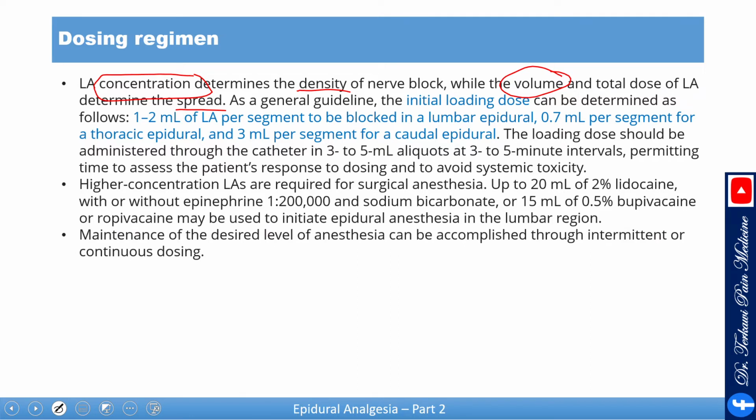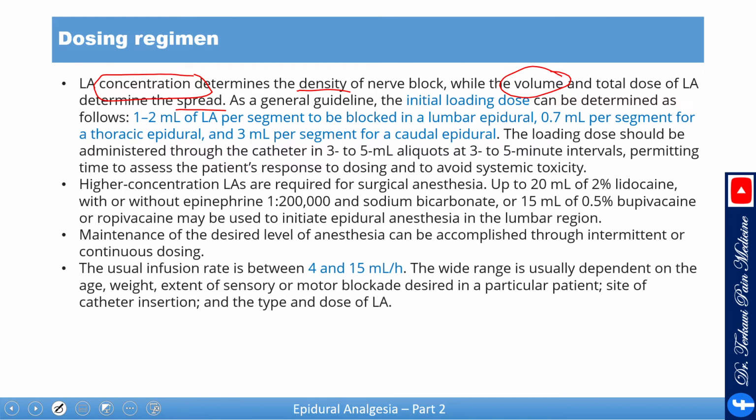Maintenance of desired level of epidural can be accomplished through intermittent or continuous dosing. The usual infusion rate is between 4 to 15 ml per hour. The wide range is usually dependent on the age, weight, extent of sensory or motor blockade desired in a particular patient, site of catheter insertion, and the type and dose of local anesthetic.